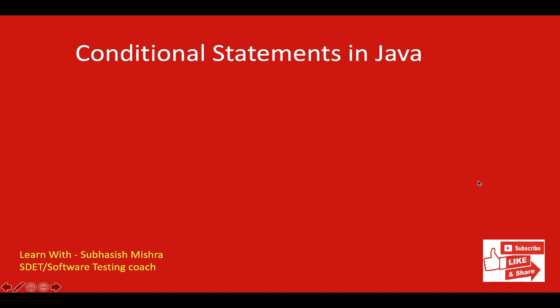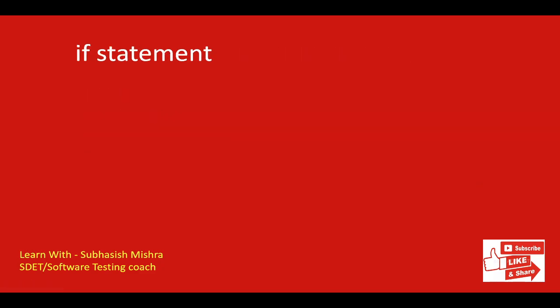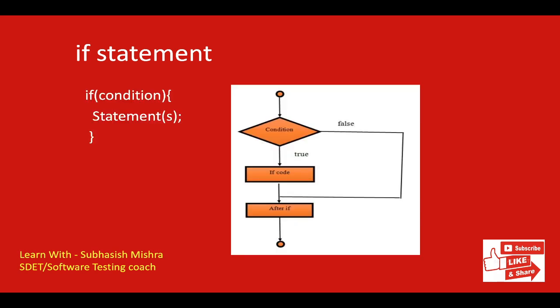So today we'll see four different types of control statements which we can use in our Java program based on our requirement. We have if statement, then if else, then if else if, and also nested if. So first, let's see what is if statement. An if statement consists of a condition followed by a statement or a set of statements. The statements get executed only when the given condition is true. If the condition is false, then the statements inside the if statement body are completely ignored.